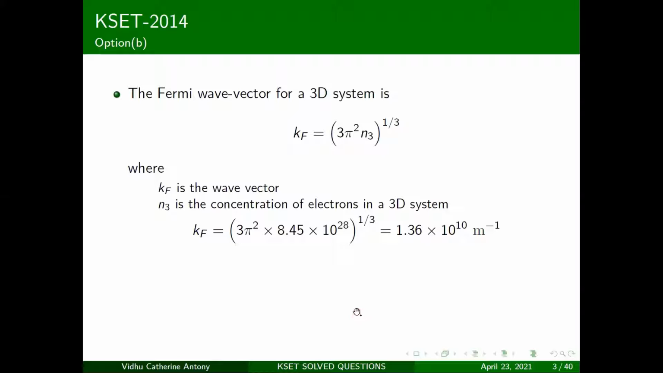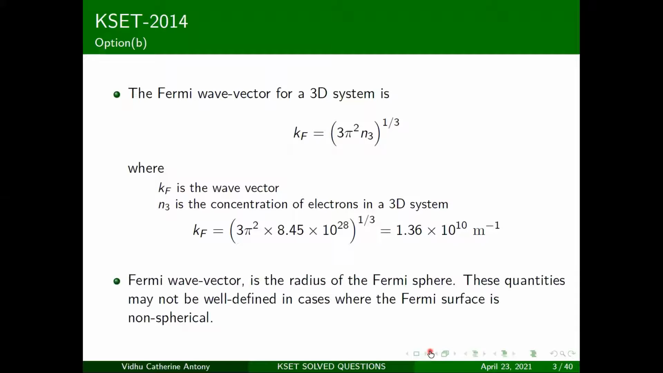Now, there are a lot of other things that come up, not just the Fermi wave vector to calculate, but also other different things, like your Fermi energy, Fermi momentum, and so on. So let's understand what your Fermi wave vector actually is. It's the radius of the Fermi sphere, right? How do you understand what the Fermi sphere is? If you're looking at a three-dimensional system, you start drawing something like this, right?